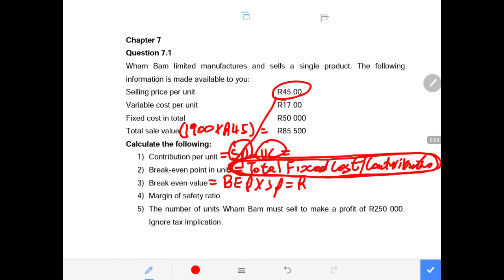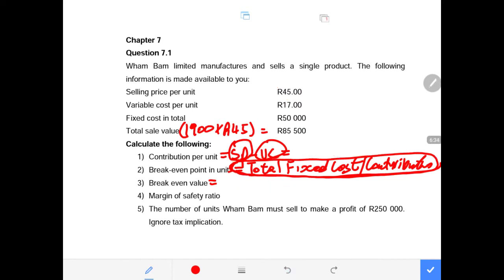It's not only limited to this information. You can say total fixed cost divided by contribution ratio. Contribution ratio I will not talk about in this exercise, but take note of that also. Then after, we go now to margin of safety.